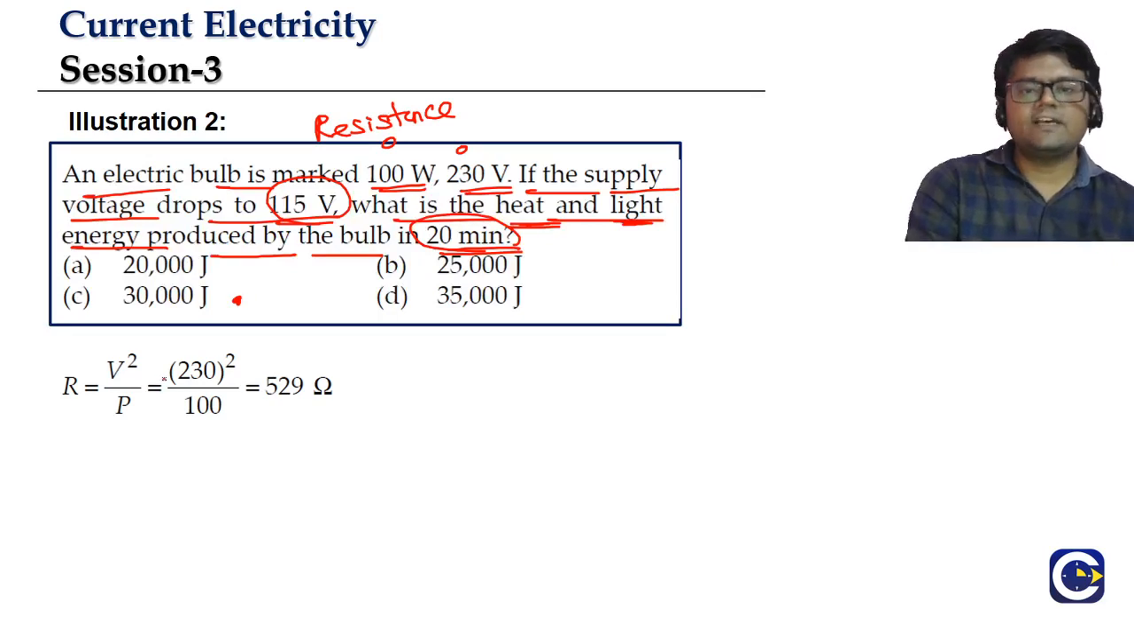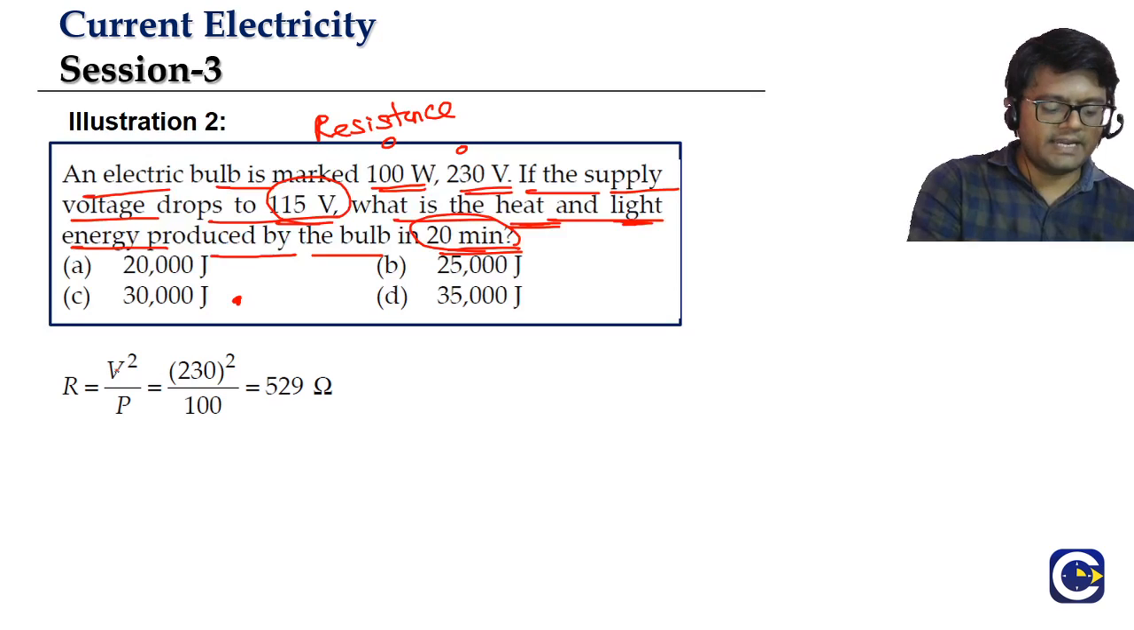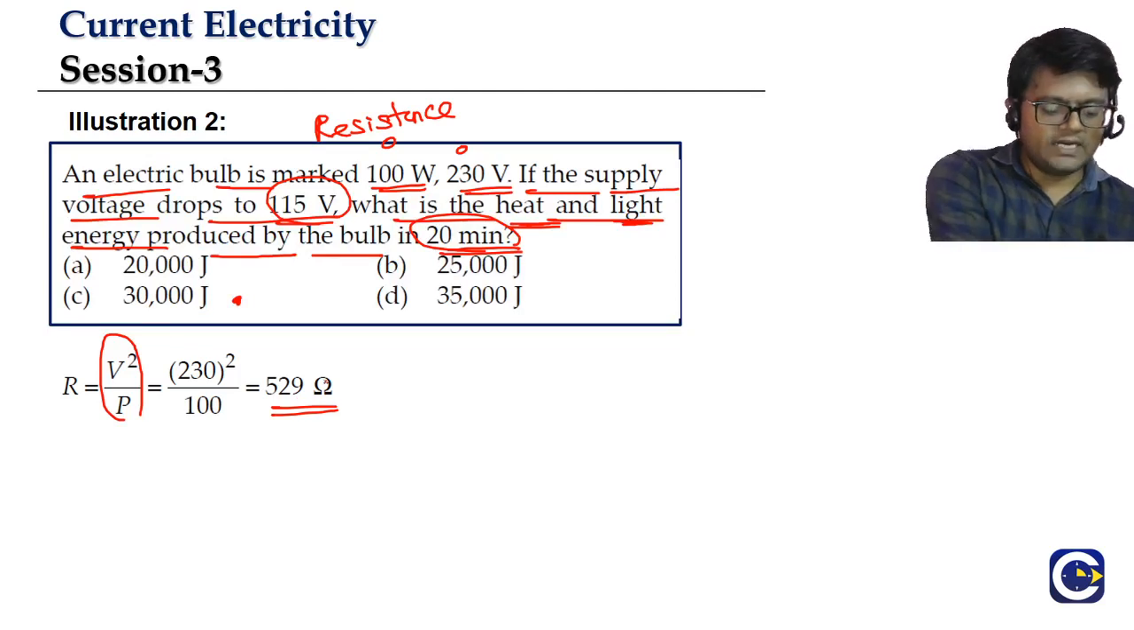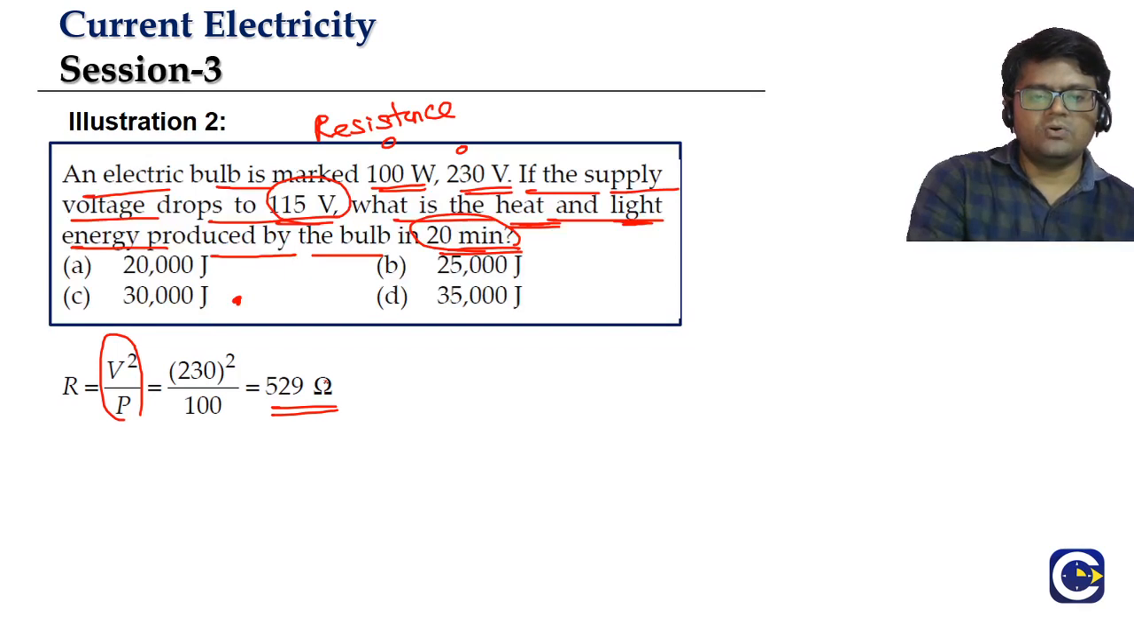So first thing we need to find, guys, from the power rating, is the resistance. How do you find the resistance? V square by P is the resistance. So 230 square by 100. That is going to give us the resistance value as 529. You don't need to do the simplification here. You can carry on and do the simplification in the final step also. It's your choice.